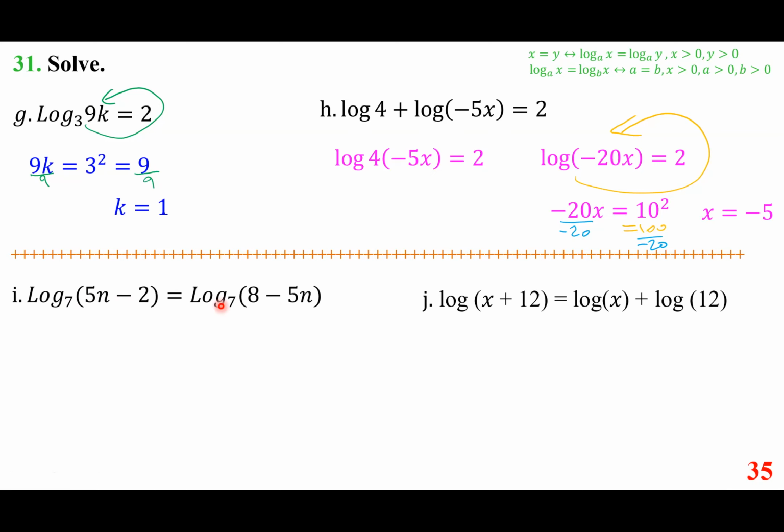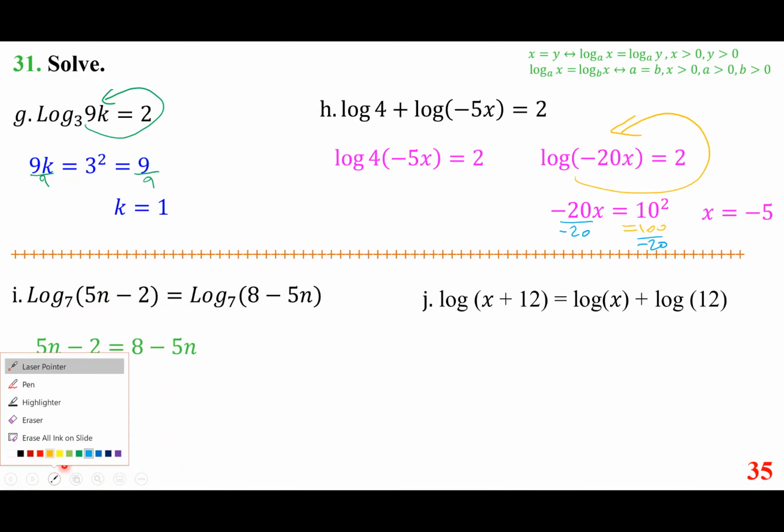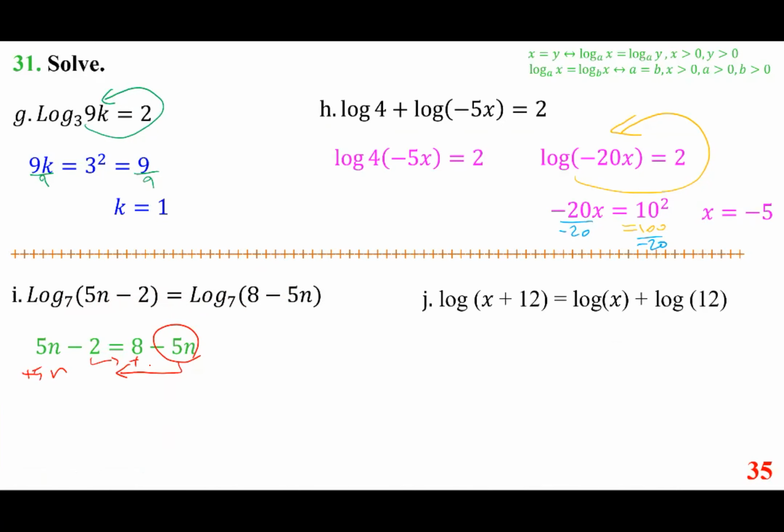They have the same base, 7 and 7. They must have the same argument. So 5n minus 2 must be equal to 8 minus 5n. And all you have to do, move things around, meaning let's move this here to the left, this one to the right. 10n is 10, and n becomes 1.